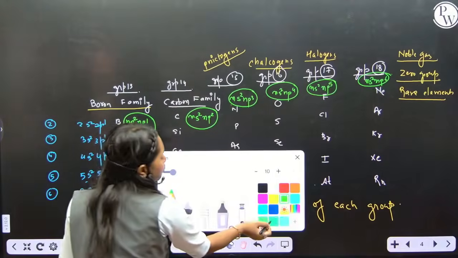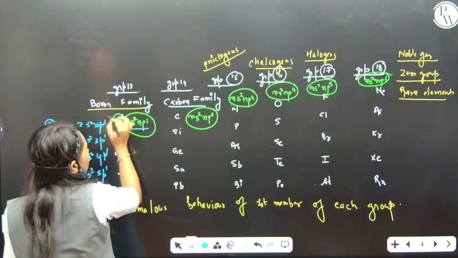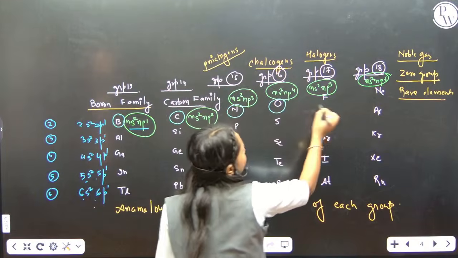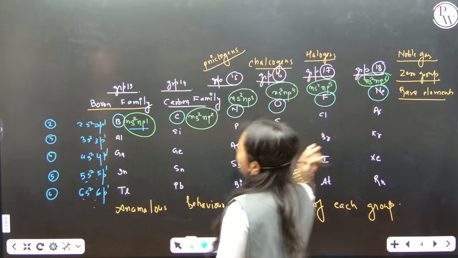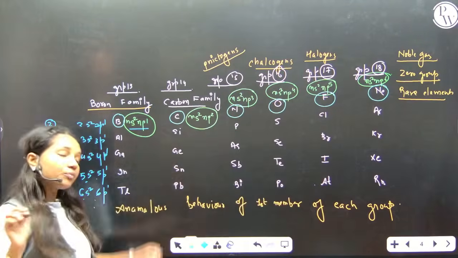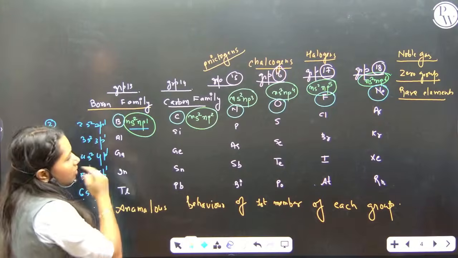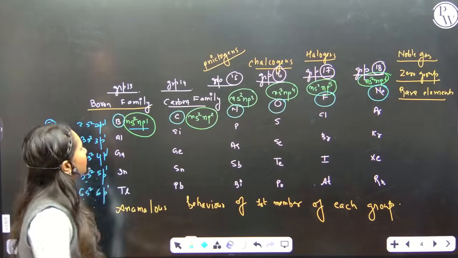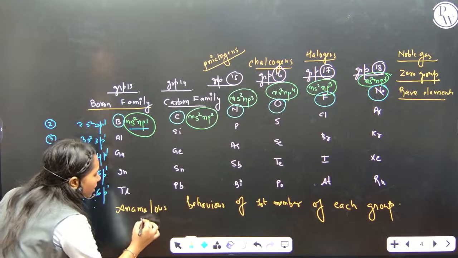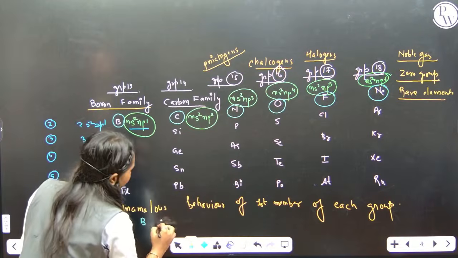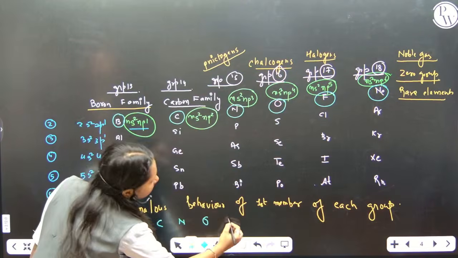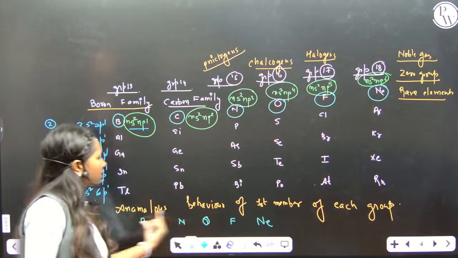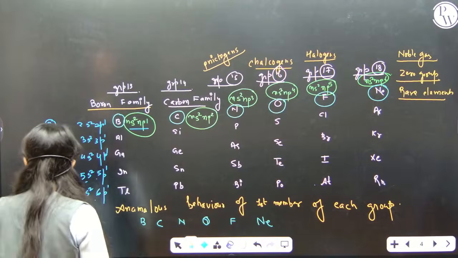The first member of each group. Who is the first member? Boron, carbon, nitrogen, oxygen, fluorine and neon. The first member of each group will show different behavior from their respective group elements. So who is going to show anomalous behavior? Boron, carbon, nitrogen, oxygen, fluorine and neon. Let me discuss this with you in the next slide.